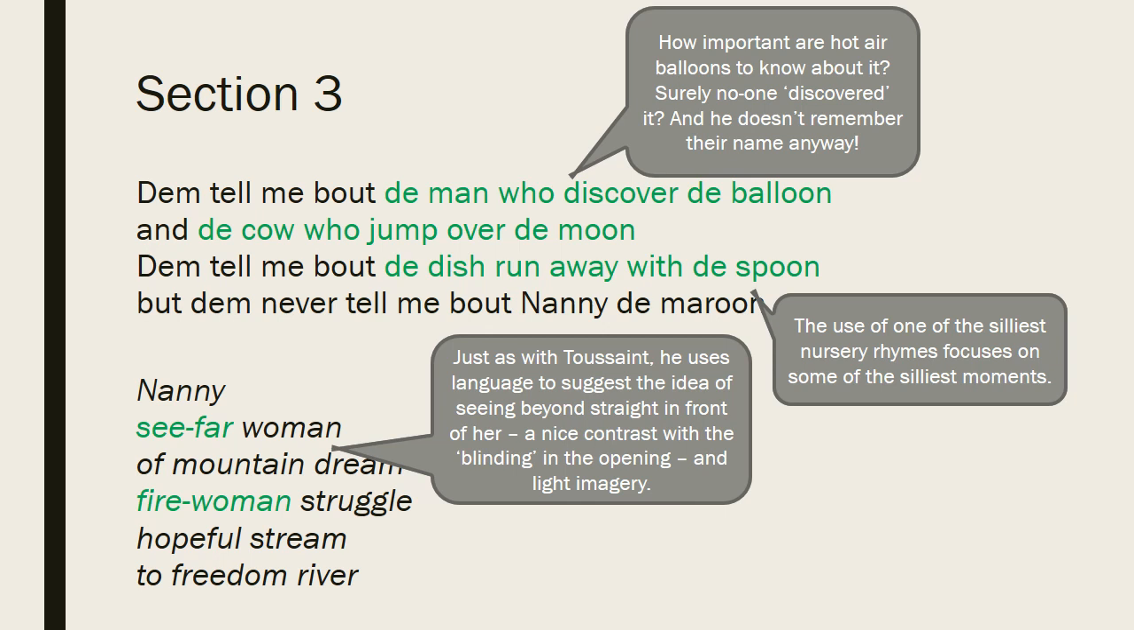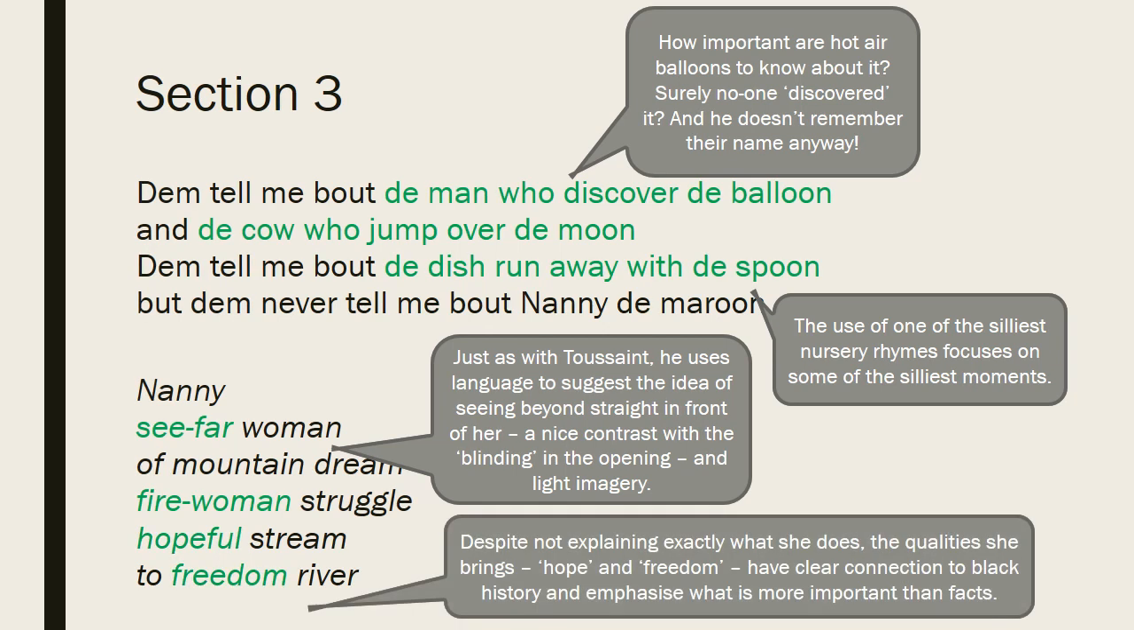Now, it might be quite interesting to note that his information about Nanny the Maroon doesn't actually make very clear what she did. Now, whether that's just purely because he wants to keep to this more poetic idea of the inspiration of her, or whether he's opening it up for us to go and look up more about her, you take that up to whatever you... But we do have this sense of hope and freedom coming in. Again, you don't need to know a great deal about Black history to know the importance of hope and freedom. And so maybe that is far more important than the facts of what she actually does.